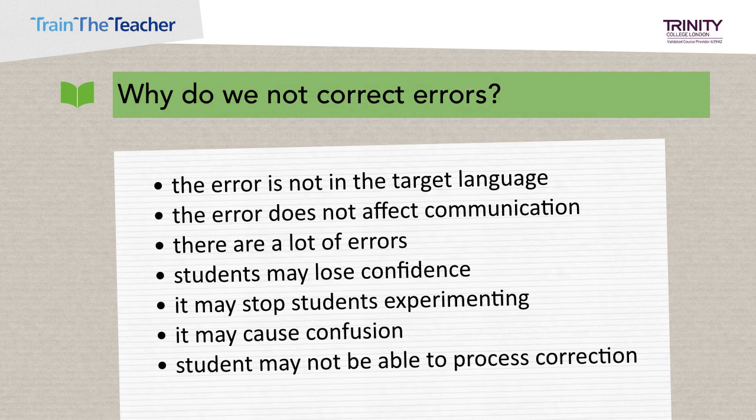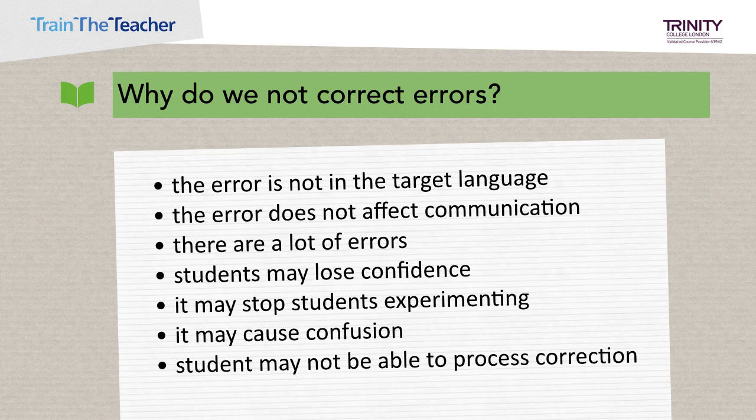So now we'll look at why and when do we correct errors. We correct errors to help our students to progress and to avoid fossilization. But there are many times when we don't correct them because it may stop the students from guessing and experimenting. It may make them more confused, or it may make them feel bad.